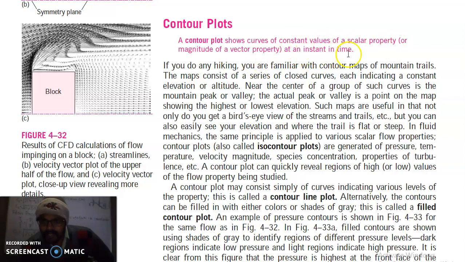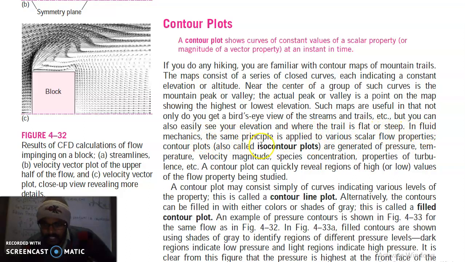Contour plots. A contour plot shows curves of constant values of a scalar property or magnitude of a vector property at an instant in time. If you do any hiking, you are familiar with contour maps of mountain trails. The maps consist of a series of closed curves, each indicating a constant elevation or altitude. Near the center of a group of such curves is the mountain peak or valley. The actual peak or valley is a point on the map showing the highest or lowest elevation. Such maps are useful because not only do you get a bird's eye view of streams and trails, but you can also easily see your elevation and where the trail is flat or steep.